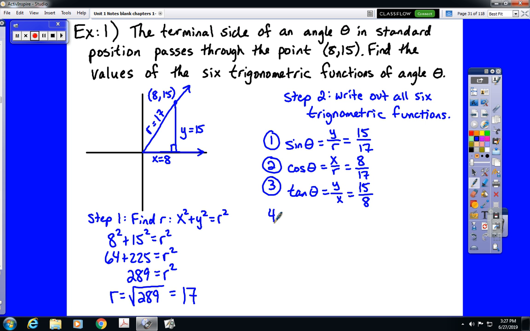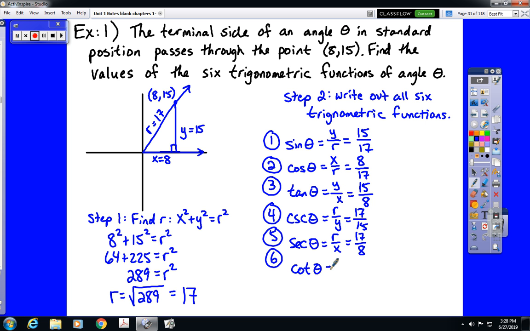And then we have our 3 reciprocal trig functions. We have the cosecant of theta, which is r over y, or 17 over 15. We have the secant of theta, which is r over x, or 17 over 8. And we have the cotangent of theta, which is x over y, or 8 over 15.